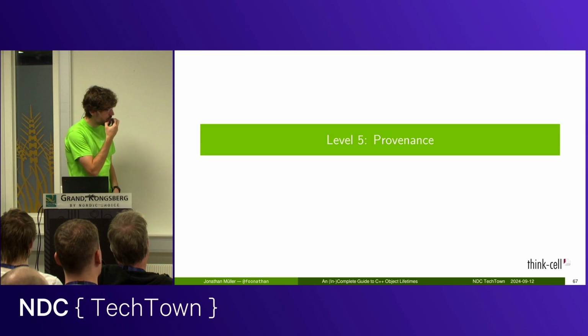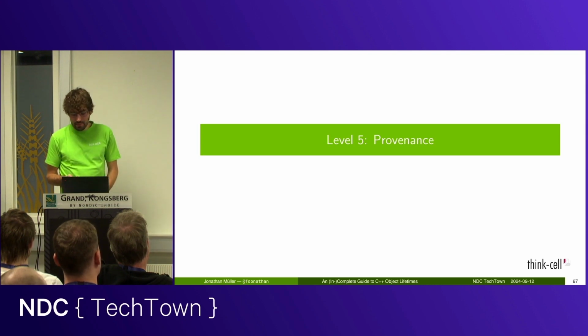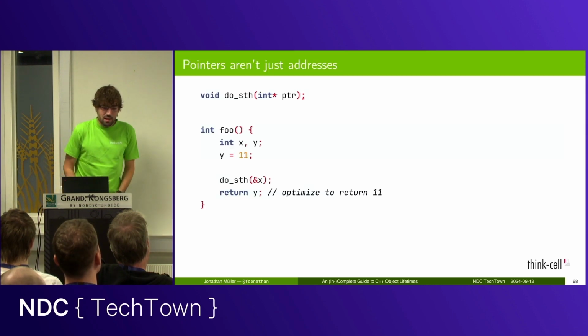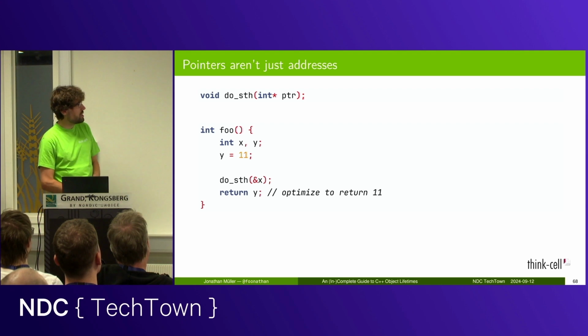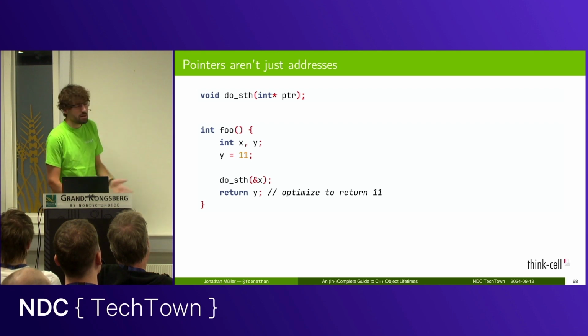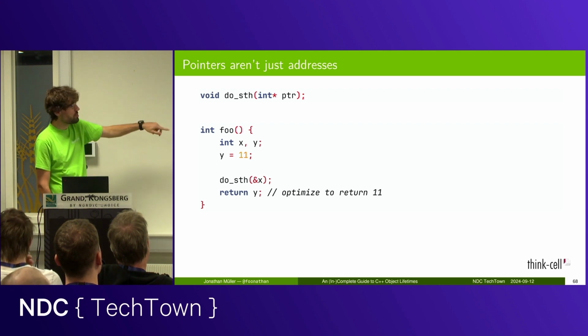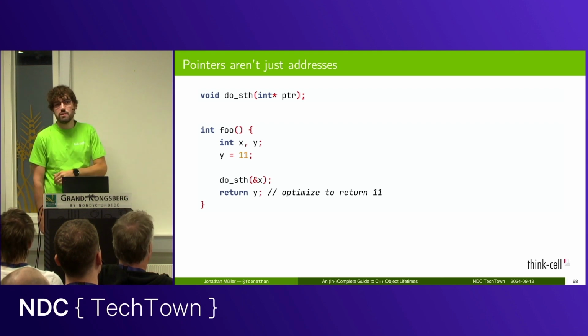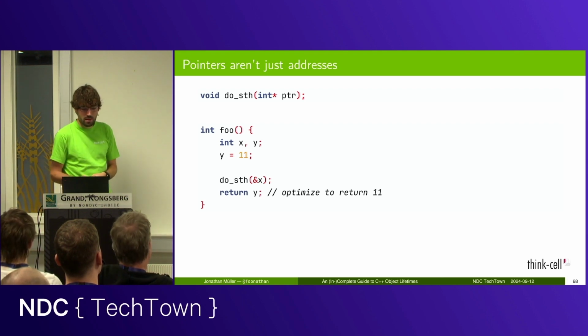Let's talk about provenance. So consider this code. We've got two objects, x and y. We set y to 11. Then we do something with the address of x, like pass it to a function, and then we return y. Every compiler is going to look at it and say, hey, y is 11, we don't change y in between, return 11. This is a pretty basic optimization that compilers are expected to do.